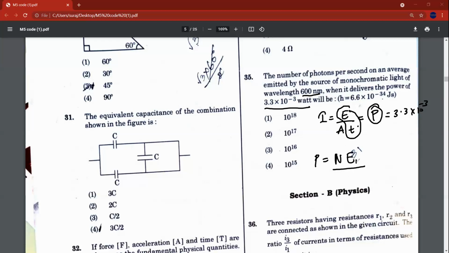Right? This is total energy by time, right? So power is given by energy, hc by lambda. Time is 1 second, and lambda is given, so we can find it. T is 1 second. Per second they are asking, na? Per second.